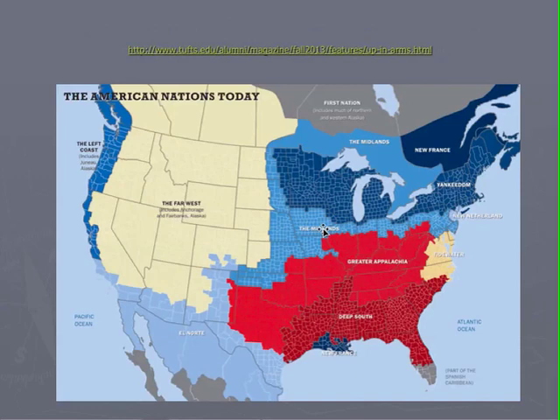Now, not all regions are easily defined by borders. So looking here, we have the Deep South. Well, what is the Deep South? So here, this says the American nations today. Nations are just simply areas that share a particular culture. So we think of maybe the Cherokee Nation for Native Americans. They share a particular culture, even though they don't have a state that they live in or that they can call their own. So here, again, we have these areas that share a particular culture.